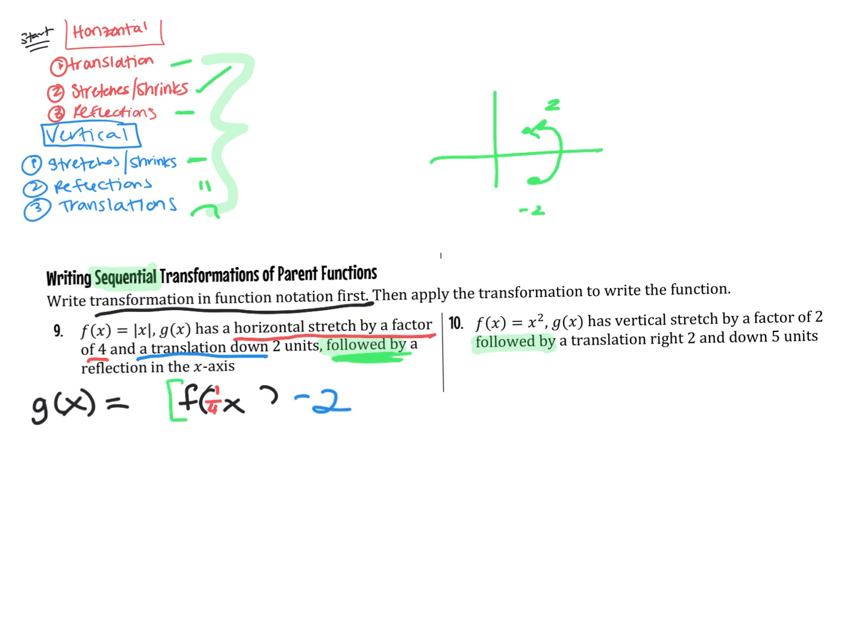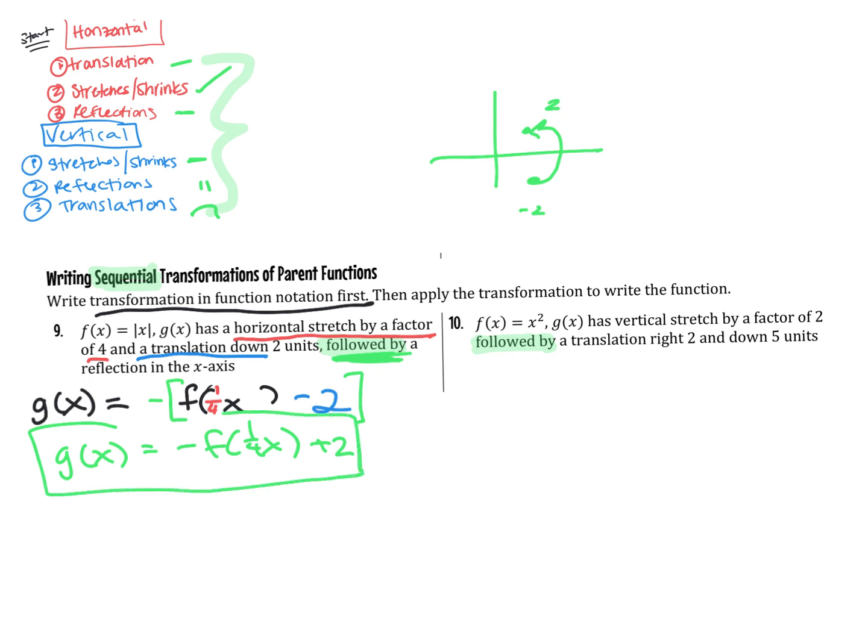So what I need to do is put brackets and have a negative in front. The entire function is being affected by this reflection because it happens last. So if I just clean this up a little bit, negative f of 1/4 x, this negative sign is going to distribute and make that negative into a positive. So here's the function notation version. Now let's just plug in the function that we're talking about. g of x is negative the absolute value of x, keep the inside the same, and keep the outside the same.